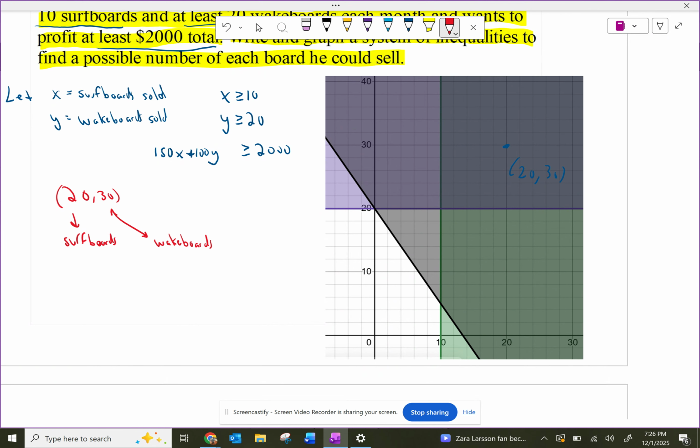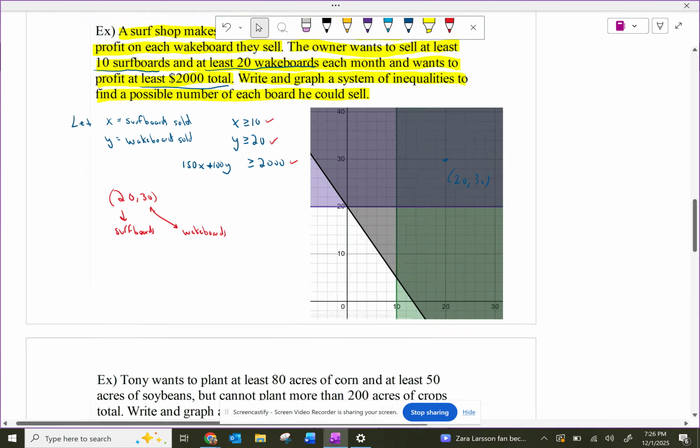So that would be over 10 surfboards, over 20 wakeboards, and that would make us more than $2,000 because it's in all of the shaded regions.